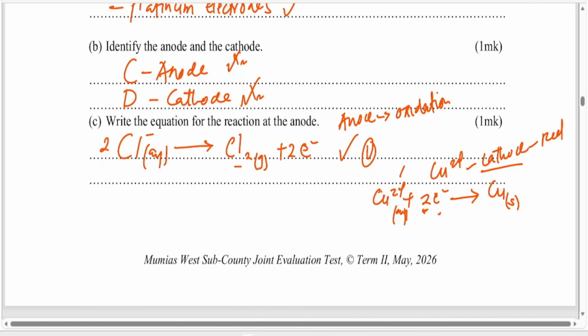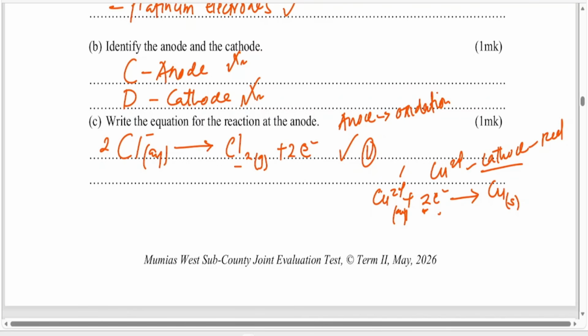And actually, when you are writing equations, we start by the side which loses. So we start with the anode, and then the other equation we write is on the cathode. So we start by losing and then gaining. So anytime you are writing the 2 of them, you start with anode, and then you move to the cathode.